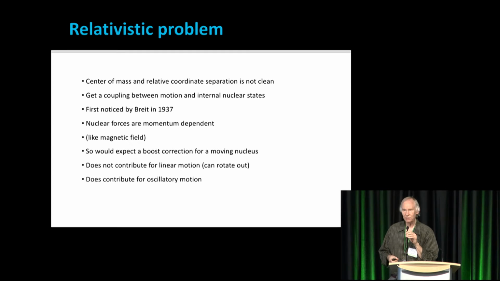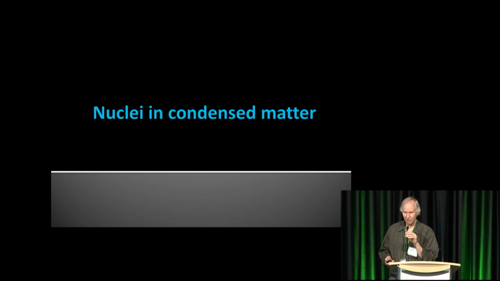This effect was first noticed by Breit back in 1937. When he found it, he didn't like it, and he observed that if you're moving at constant velocity, you can rotate the interaction out. Subsequent authors agreed, and people haven't thought very much about it. But I'm of the opinion that this effect provides the basis for the anomalies that we've been looking at.